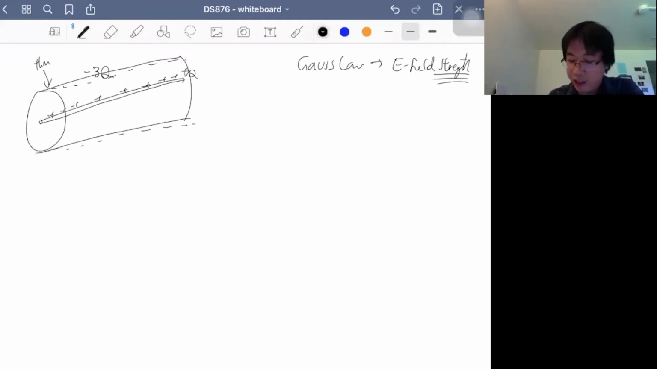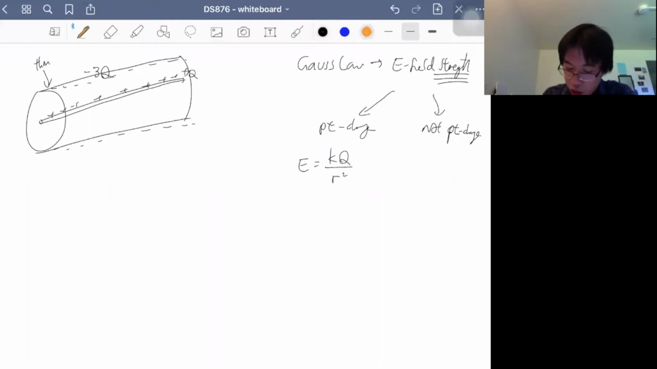So now, how do you find electric field strength? You need to ask yourself, is it a point charge or is it not a point charge? If it's a point charge, you might be happy to know you already have a formula for that, right? So here you just plug in the charge of that point charge, and then you'll be able to find the electric field strength this way. But if it's not a point charge, never use this formula. That is only useful for a point charge.